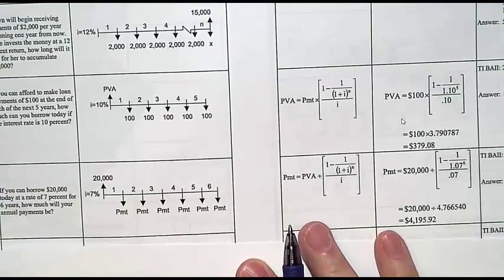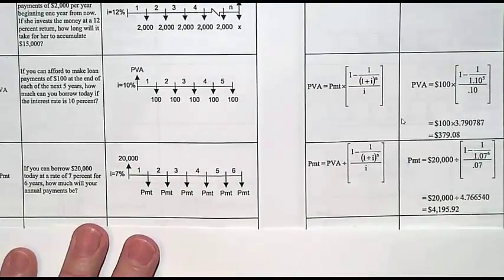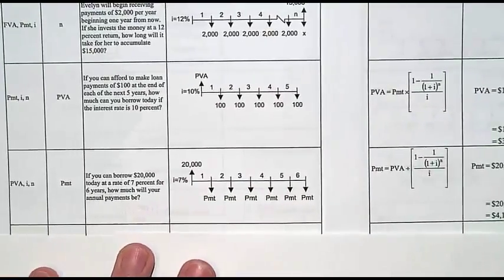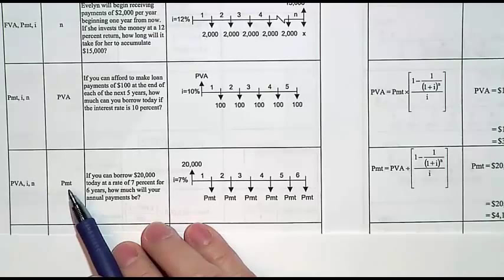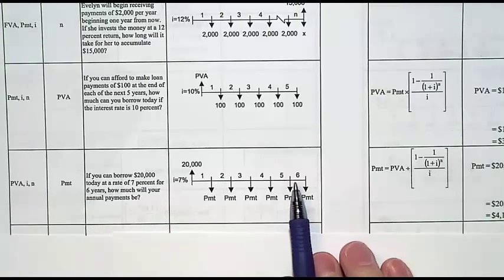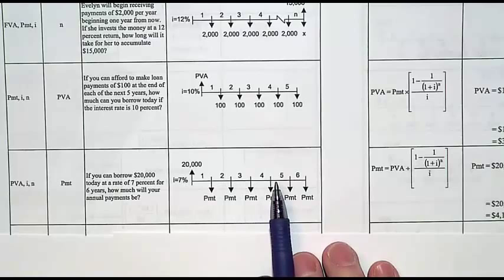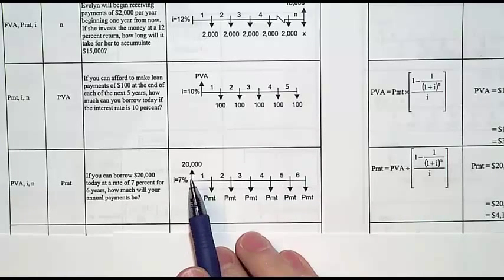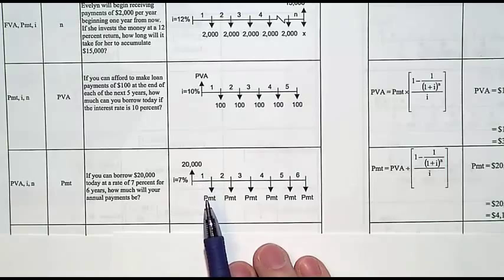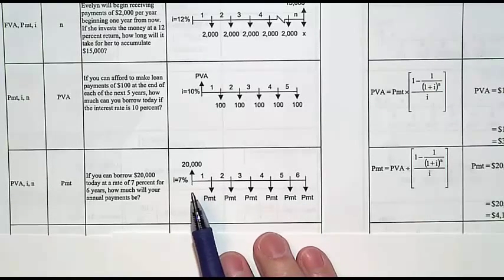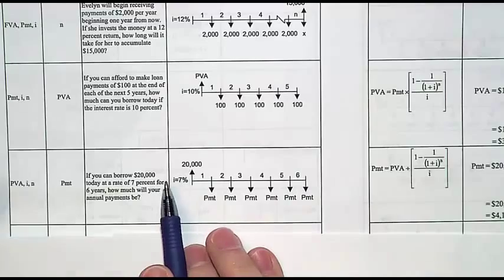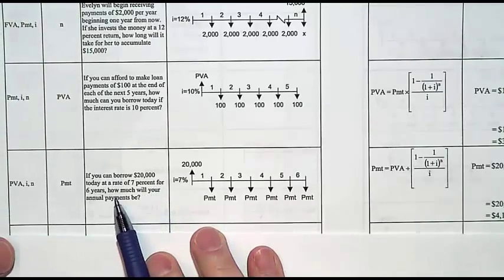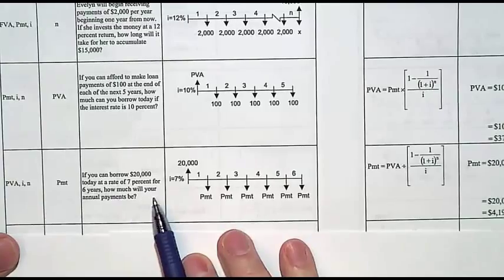Let's go to the next example. In this case, we're going to know the present value of the annuity and the I and the N, and we're going to compute the payments. Now, here's this type of structure, and what you're looking at is your typical loan. If I borrow a certain amount, and if my payments are going to be equal, and I have a particular rate, and I know my time period, I can figure out, well, how much will those payments be? So here it is. We borrow $20,000 at a rate of 7% for 6 years. How much will your annual payments be?